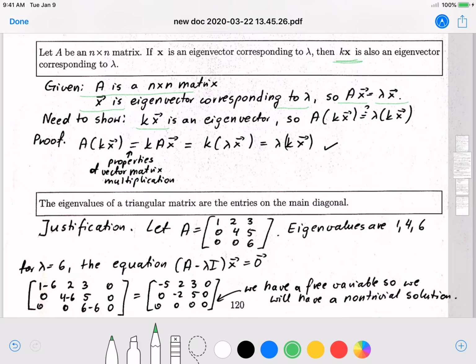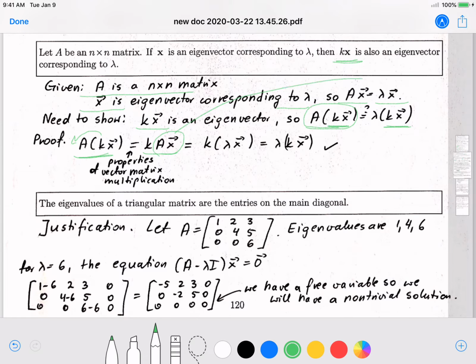So what does that mean? That A times kx must be equal to lambda times kx. So we start from the left side of that equation, A times kx. By the properties of vector matrix multiplication, the k can go in front. So we're going to have k times Ax. Now for this part, we will use the given, Ax is equal to lambda x. So we substitute lambda x. So I have k times lambda x, and then lambda is a number, so it can go in front.